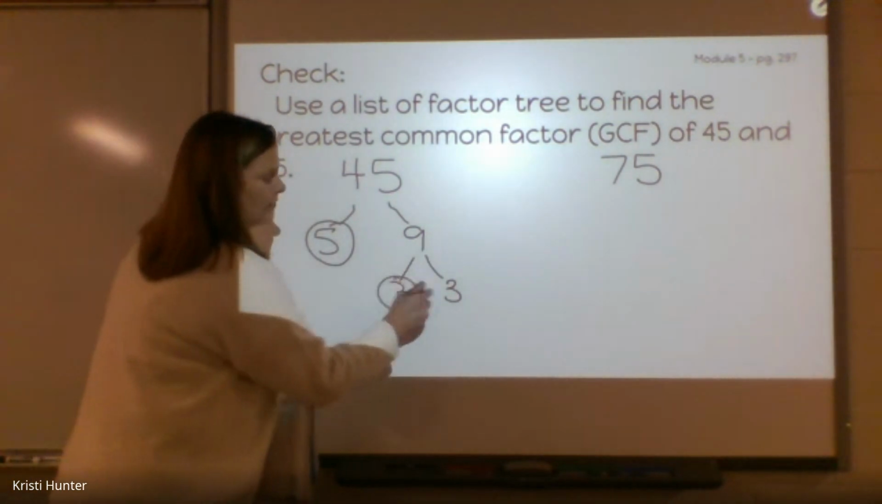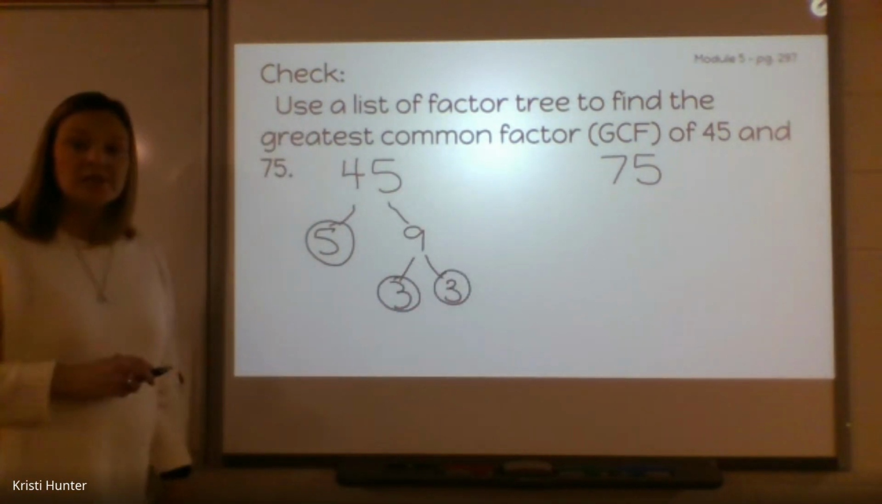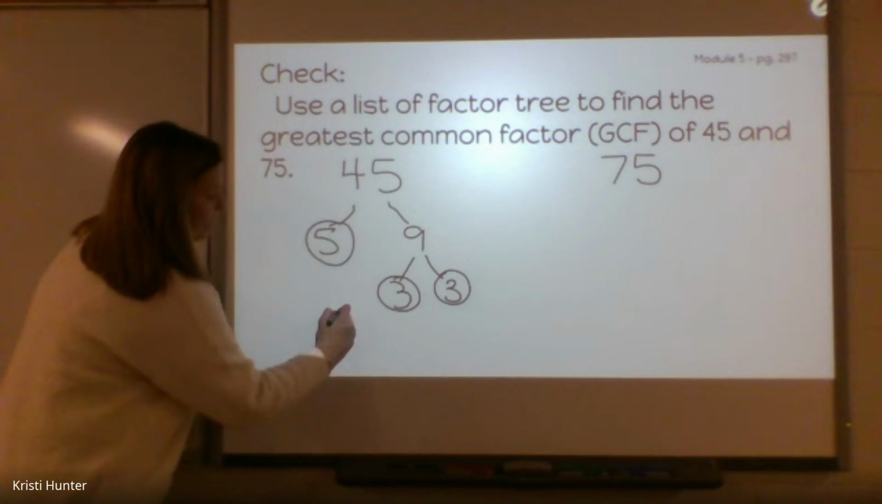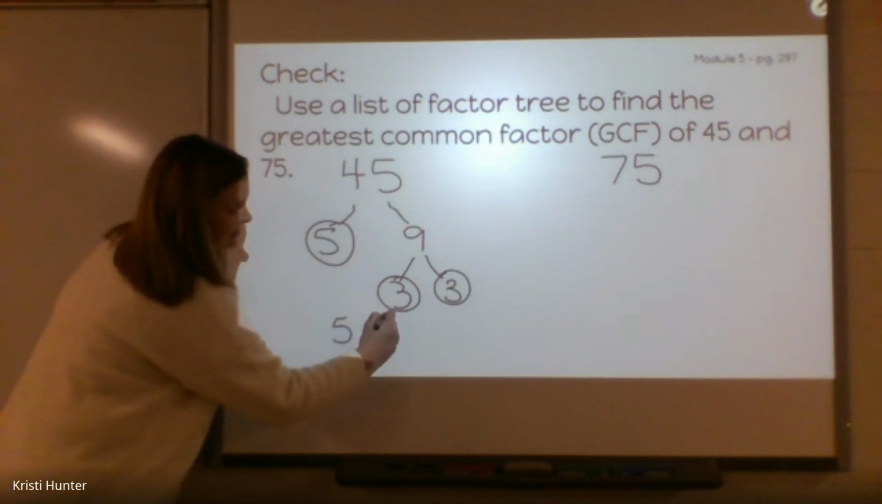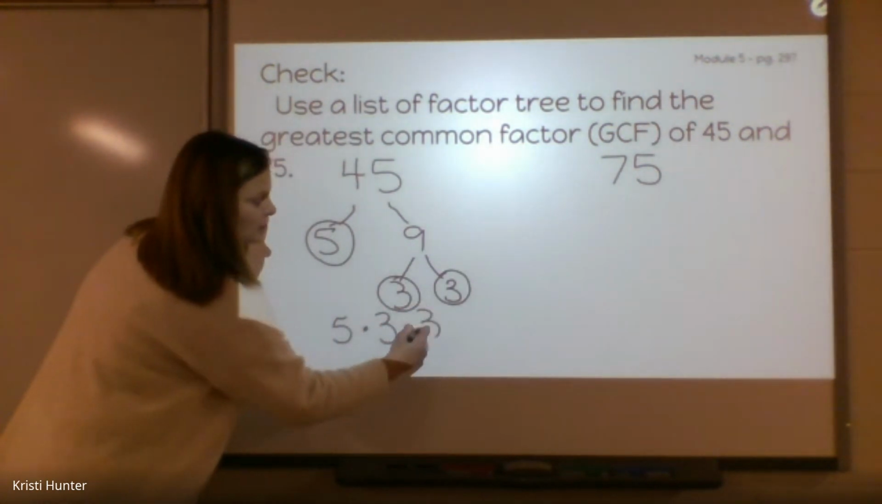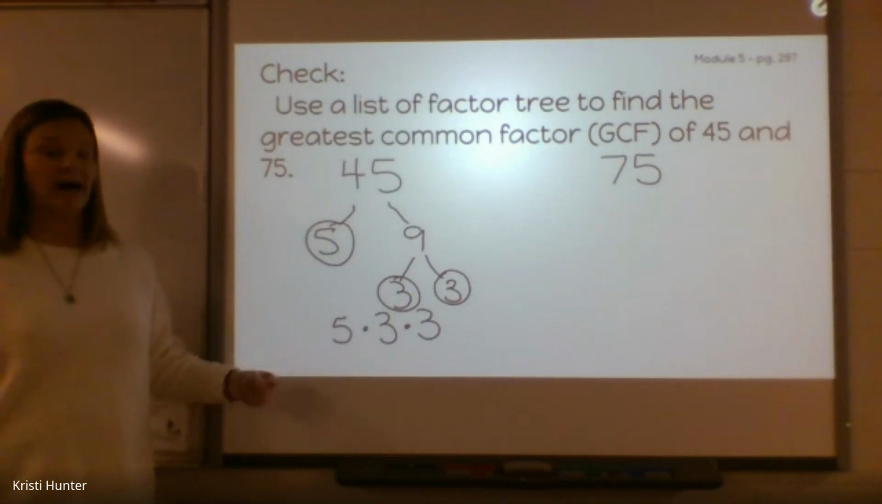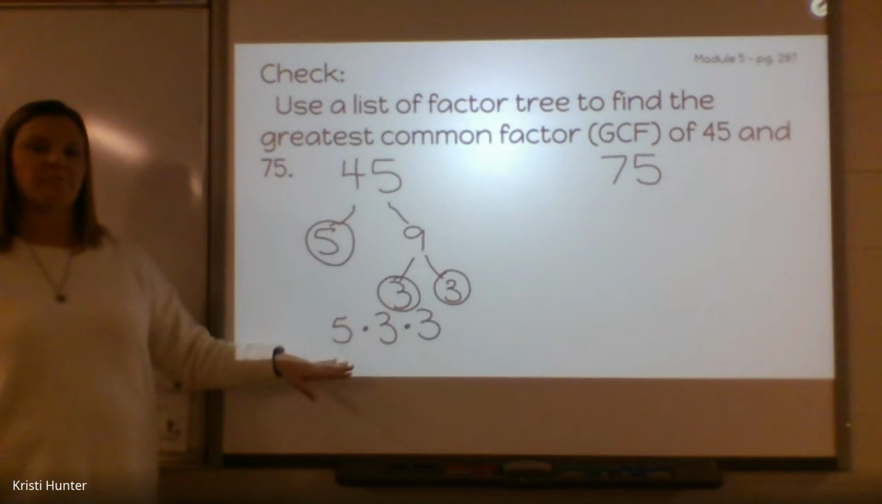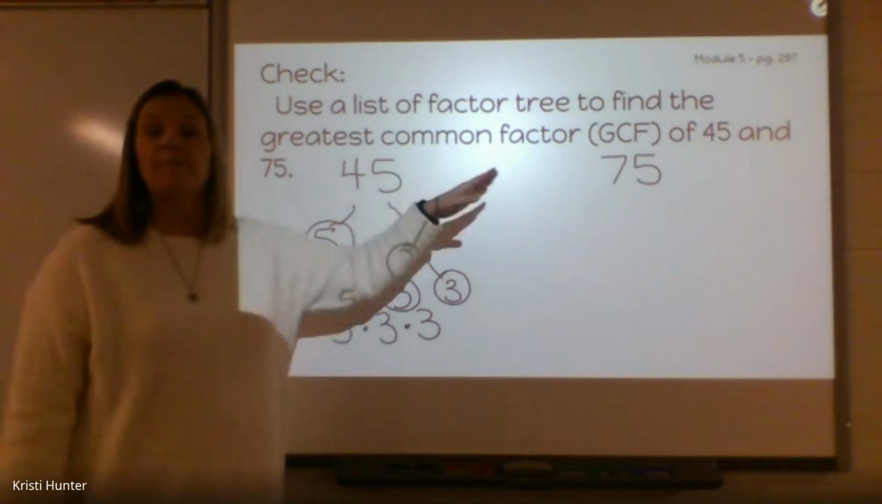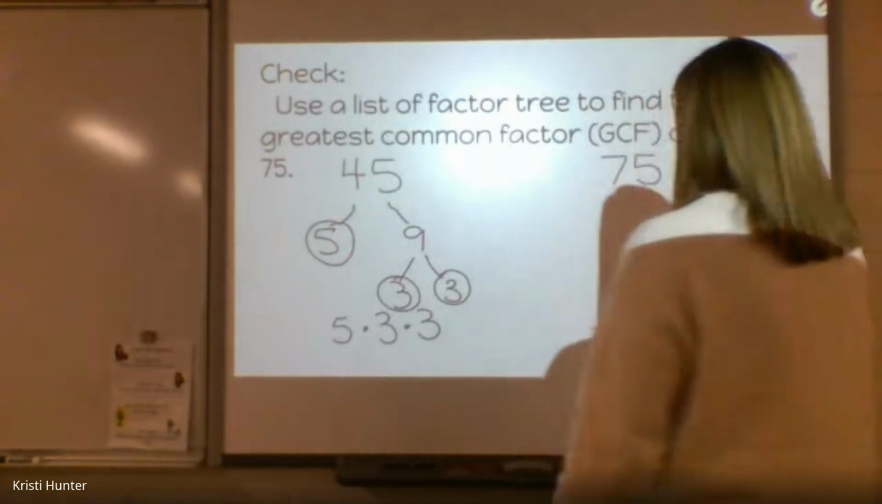So 3 and 3 are prime numbers. So I'm again going to tell you what I have. I have 5 times 3 times 3. That is how I factored 45. Okay, that's what I've broken it into. Now, repeat the step for 75.